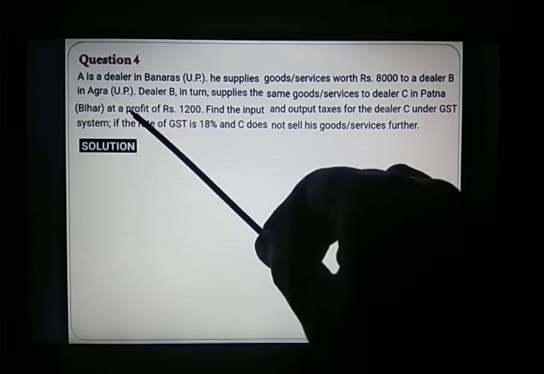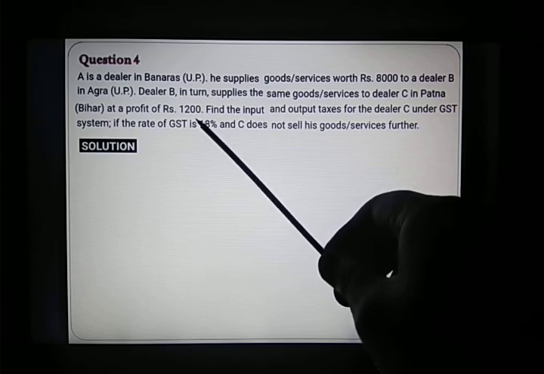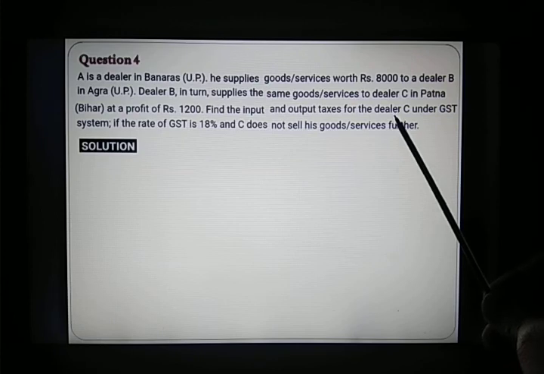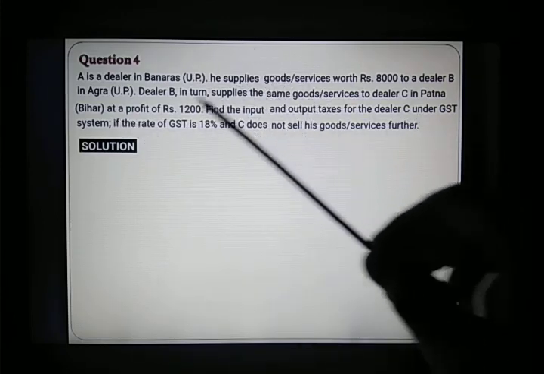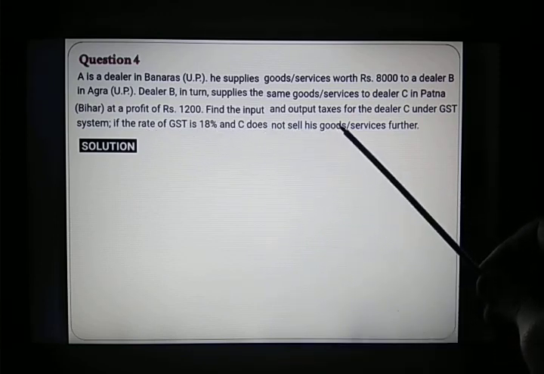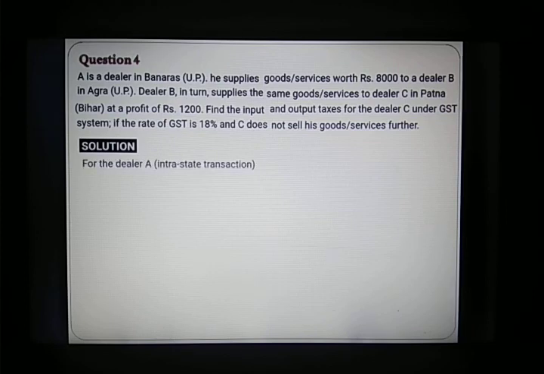Okay, now again the profit made by dealer B is given to be this much. Now find the input and output taxes for the dealer C under the GST system, if the rate of GST is 18% and C does not sell his goods or services further. So it's the same kind of problem. So first we need to see the intrastate transaction. So let us see what is the intrastate transaction.